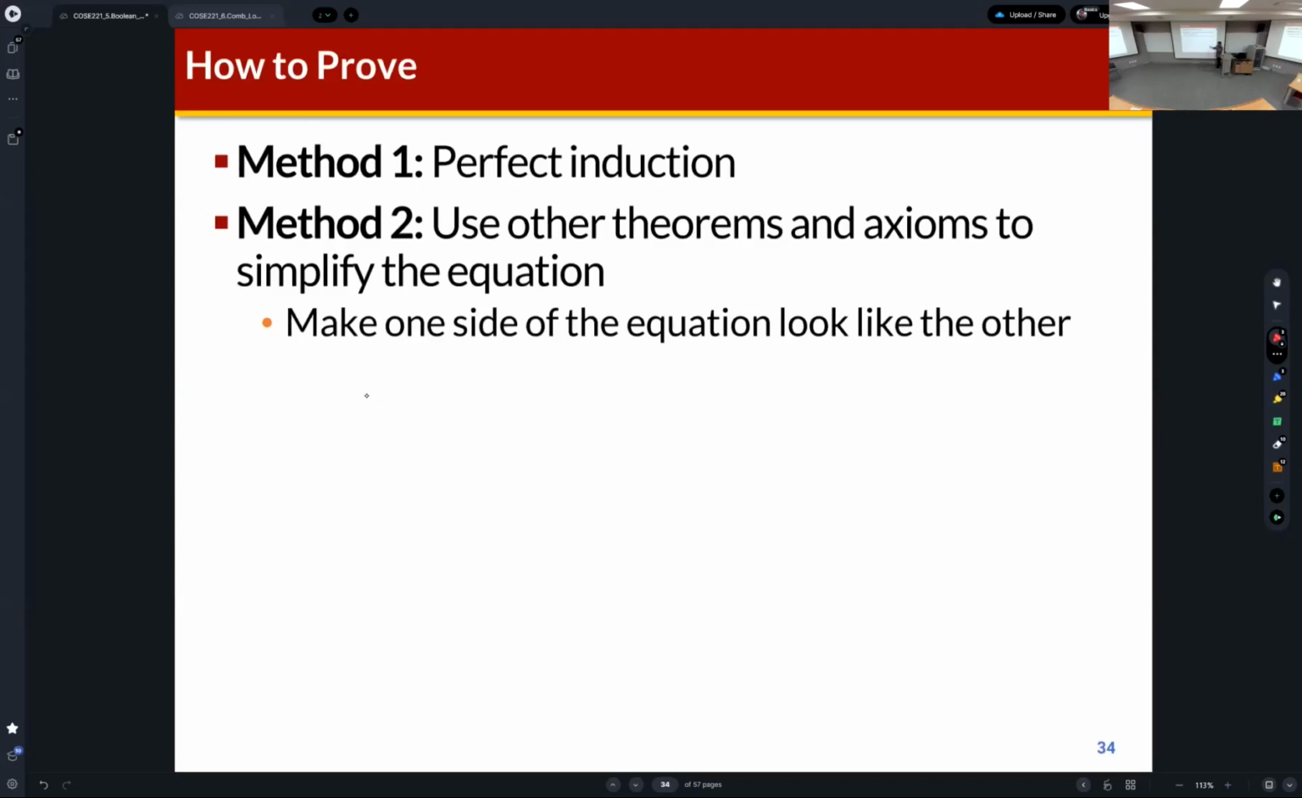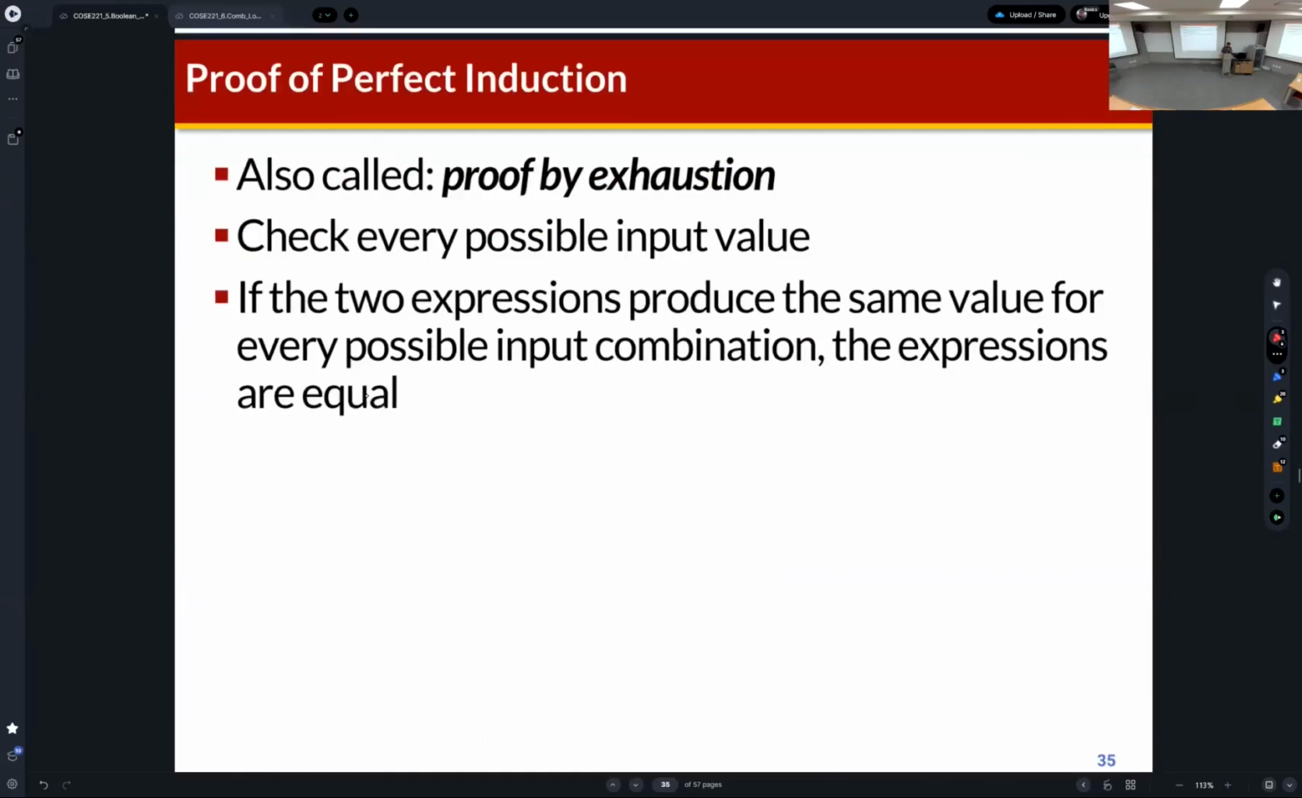Method one is the brute force method, which means that we can just write all possible input cases, and then calculate all outputs from these possible input values, so that we can prove that the left term and the right term are equal. And then method two is that we can use the theorems and axioms we learned in the previous class to prove several other theorems.